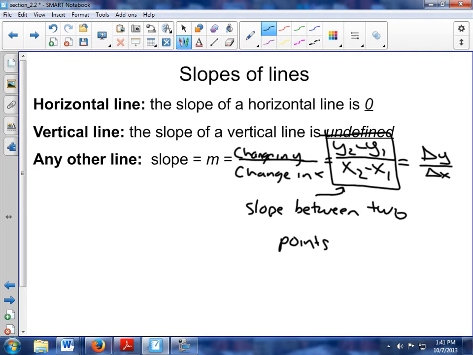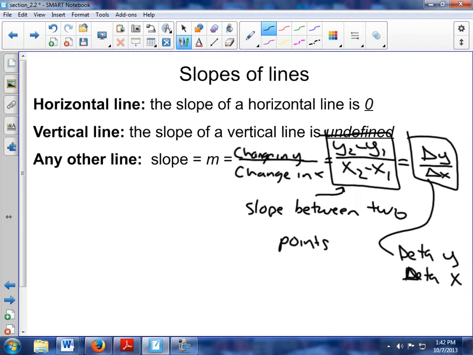You should know some form of it. You may get it wrong, but you know the y's and the x's are in there somewhere. Those of you moving on to calculus and physics, this is the one they use. It's called delta. Delta y and delta x. That means change in calculus.